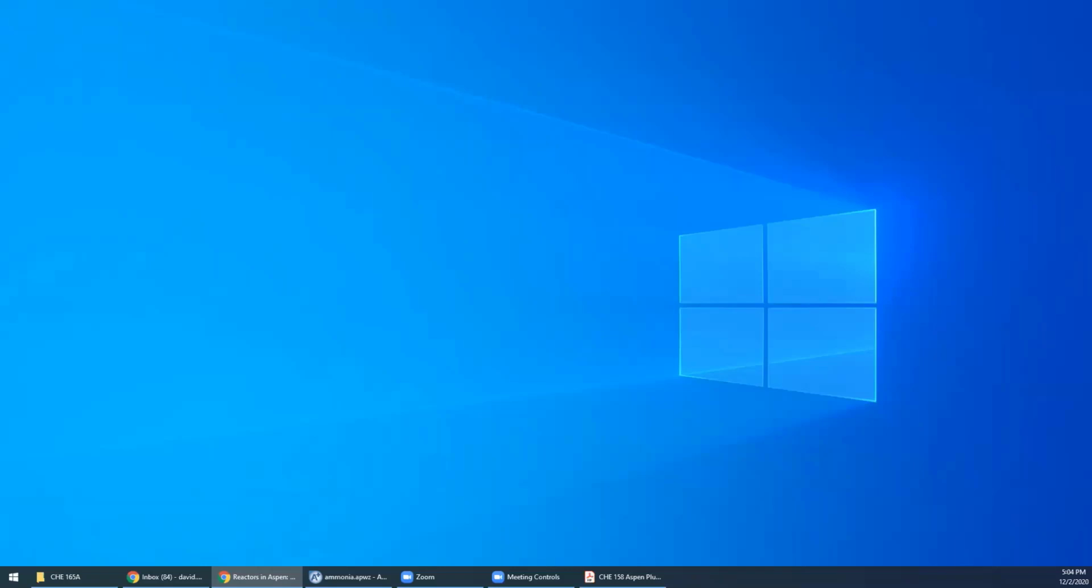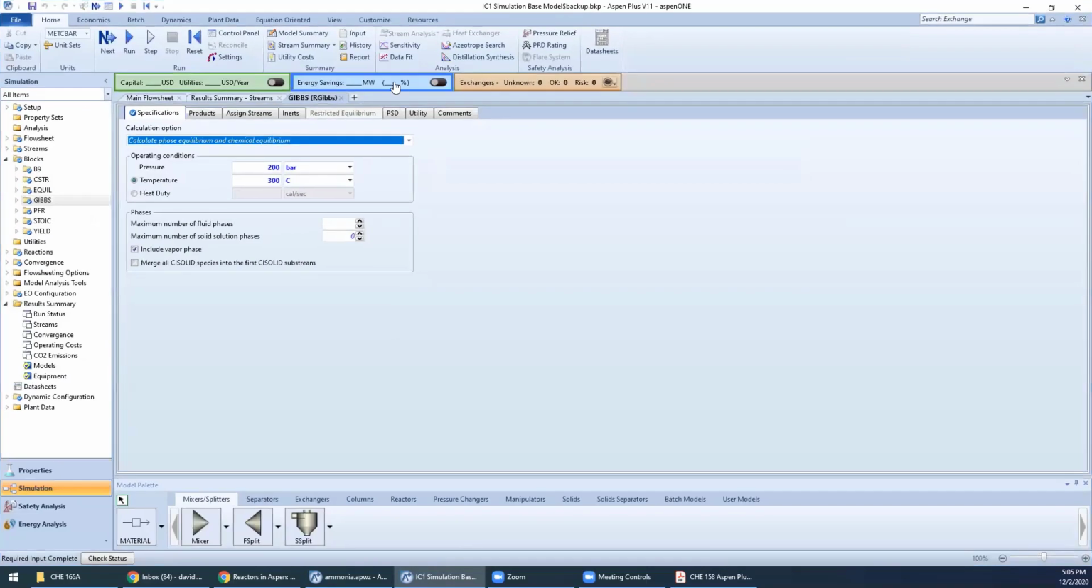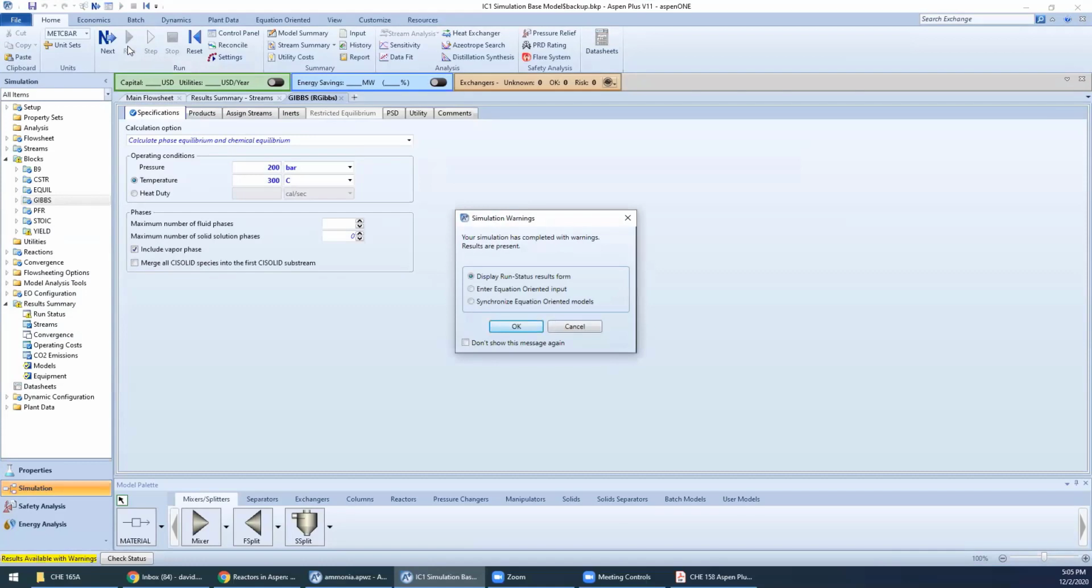Huh. That sucks. Let me see if it auto-saved it. Yeah, restore. Okay, run. I think you're trying to do too much at one time. Okay, there we go.